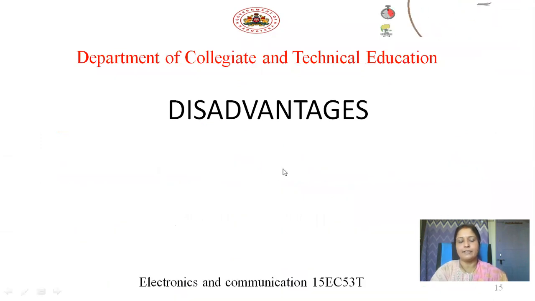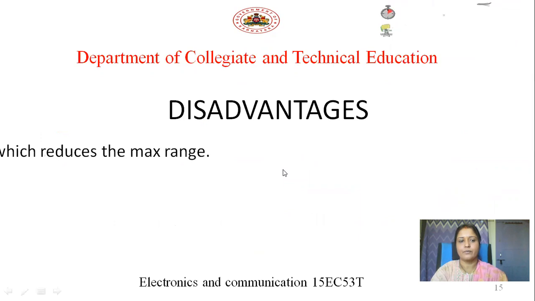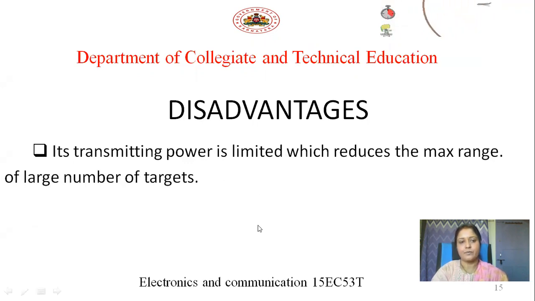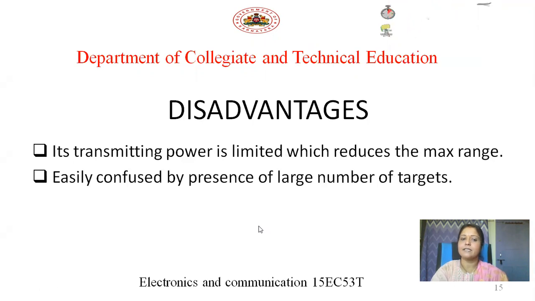Next are the disadvantages. Its transmitting power is limited, which reduces the maximum range. As we know, the range depends on the transmitted power. If the power increases, the range increases, but it has limited power, so the range will be reduced. And it is easily confused by the presence of a large number of targets.